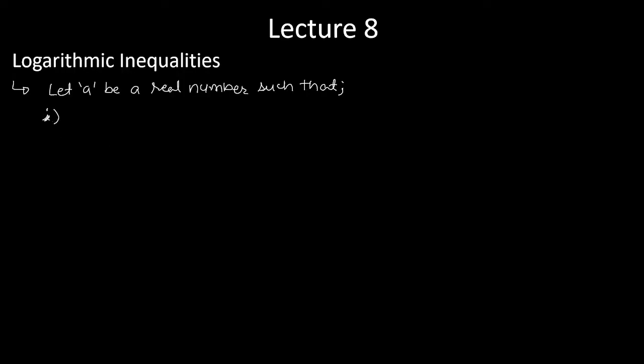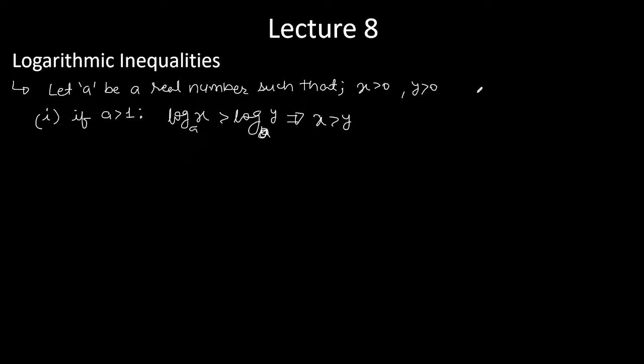First, now I think you all already know how to work. If a is a base, and a is bigger than 1, and we have log x base a is bigger than log y base a, the bases are the same, we'll say that x is bigger than y. So the normal condition is that x is bigger than 0 and y is bigger than 0. We have such cases.